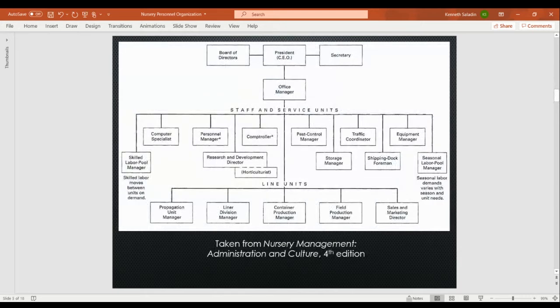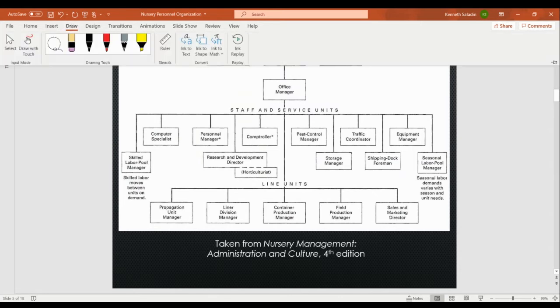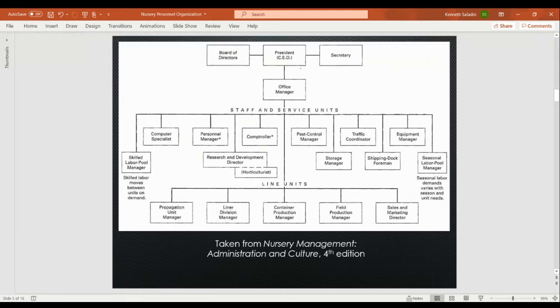All right, so you can already see that the organizational chart is a little more complex than we saw previously. Okay, now we have, in this scenario, a president or a chief executive officer, that's CEO, and the president is responsible to a group of people called the board of directors. And then again, the president would also have a secretary or an administrative assistant that would support him or her. And then there would be an office manager.